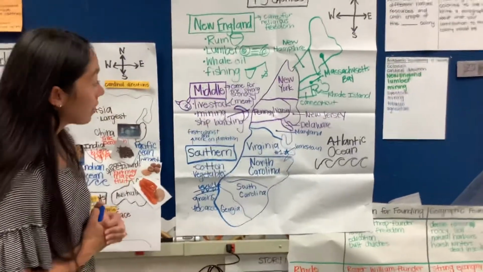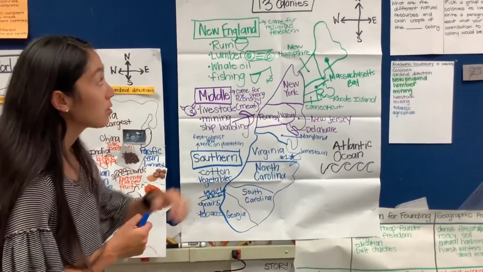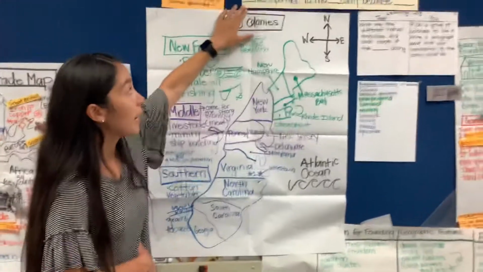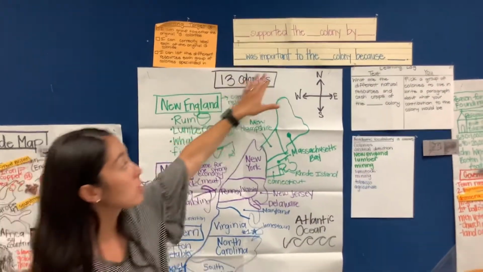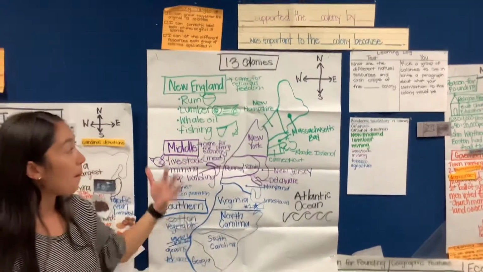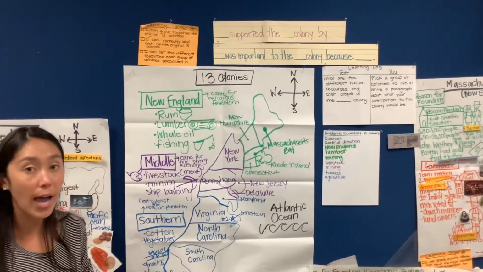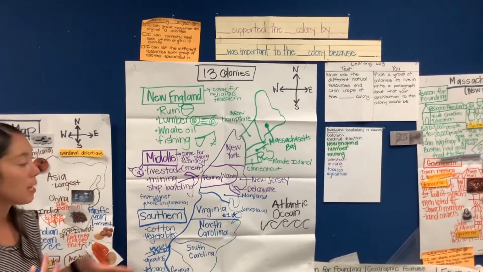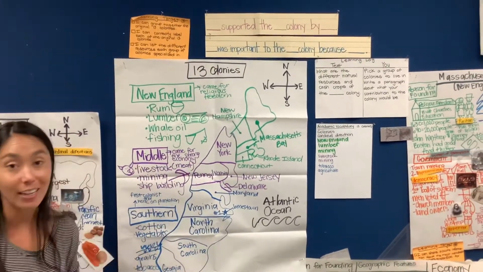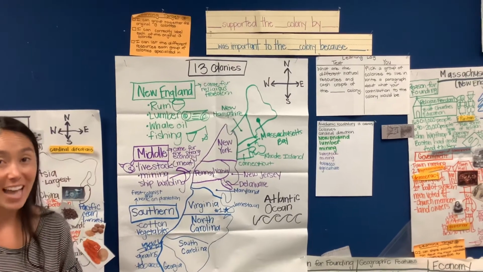What I would like for you to do is turn and talk to your neighbor, and you can use this sentence strip right here. One of these resources, blank, was important to the blank colony because why? So pick one of these resources and tell me why it was important to the colony, and explain to me why. Heads together.